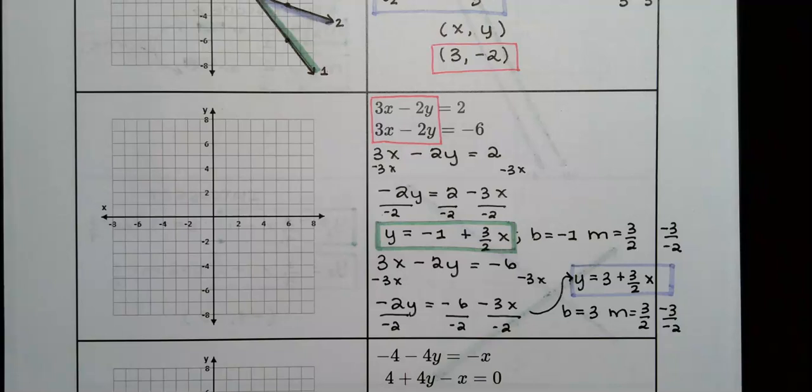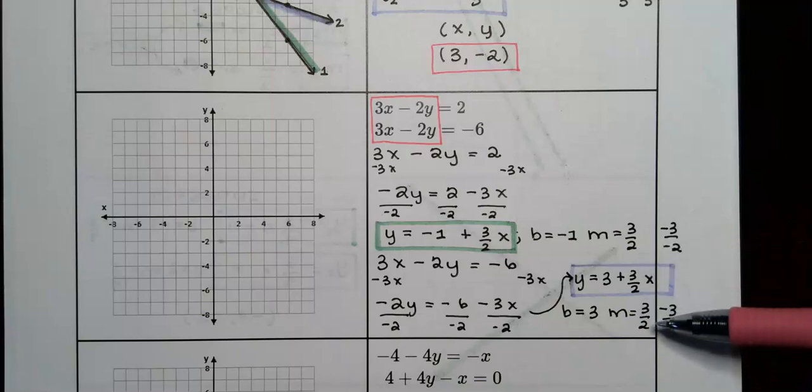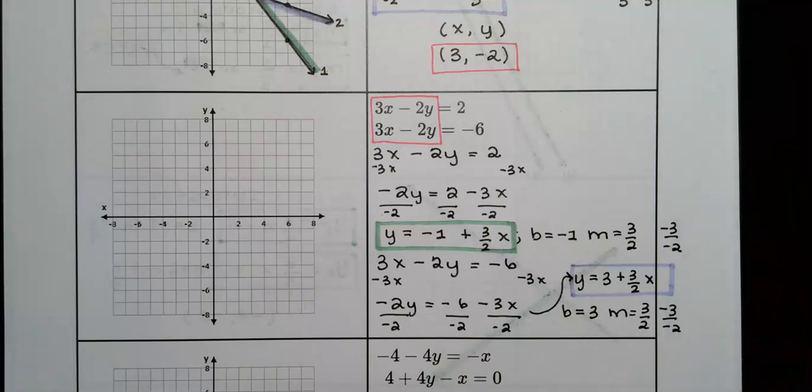All right, so if you're going to compare both of these lines, we've already identified the y-intercepts, and one is negative 1 and one is positive 3. But you're also going to compare their slopes. And hopefully you can see that the slope of the first line, 3 over 2, is the same as the slope of the second line, which is 3 over 2. So from here it tells us these two lines are parallel. So that tells us that our solution to the system is no solution because they will not intersect.